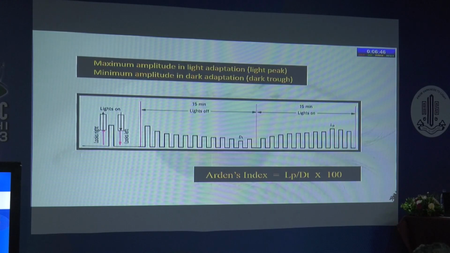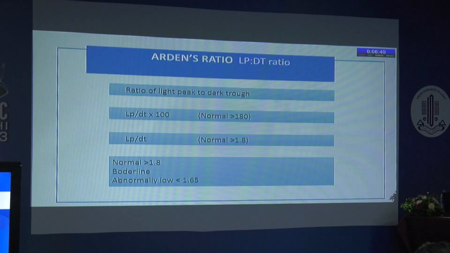The Arden ratio is the maximum amplitude in light adaptation and the minimum amplitude in the dark adaptation. LP by DT into 100 is more than 180. If it is less than 165, it is abnormally low.